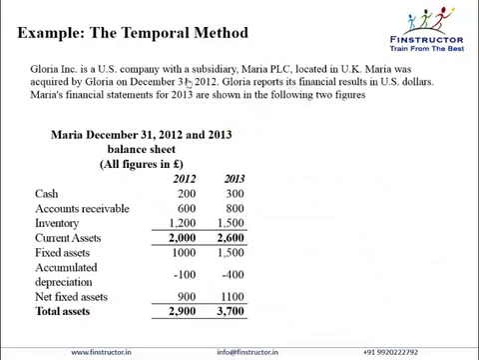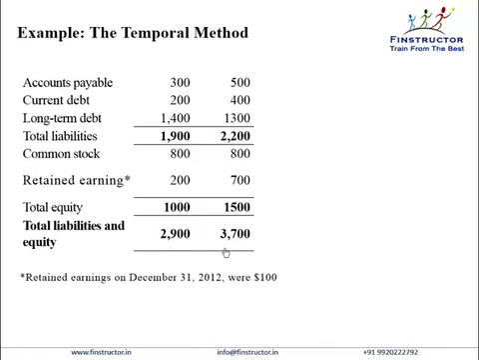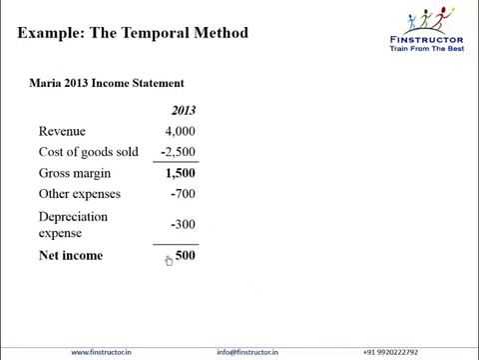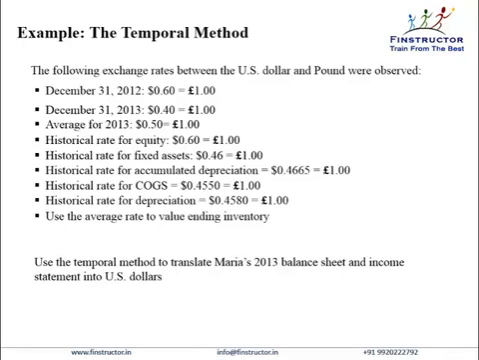So it's the same example essentially, Gloria Incorporated being the US company, Maria PLC the subsidiary located in UK. The asset side is given to us in pounds, the liability side is given to us, the income statement is given to us. The exchange rates remain the same. We are now told to use the temporal method to translate Maria's 2013 balance sheet and income statement into US dollars.